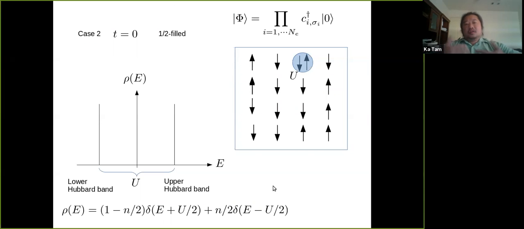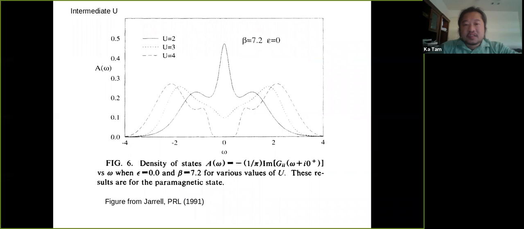So one of the main questions is what changes when neither U nor T is 0. This is what happens in the DMFT calculation. I will leave the details for next week, but this is the spectral function calculated in 1991 by Ka-Ming using DMFT theory. Basically, he fixed the temperature, a finite temperature, and changed the value of U.